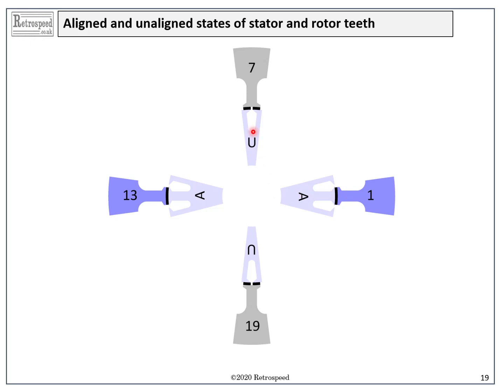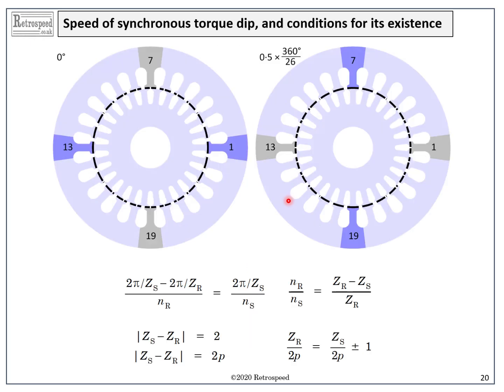In the unaligned case, the permeance is a minimum, and the stator tooth lies midway between two rotor teeth. The result is what is called a detent torque, if we borrow a term from the stepper motor. Any stator MMF aligned with the x-axis will tend to align the rotor, even lock the rotor, in the aligned position.